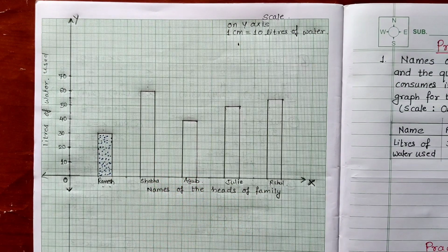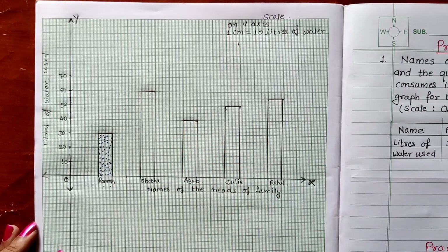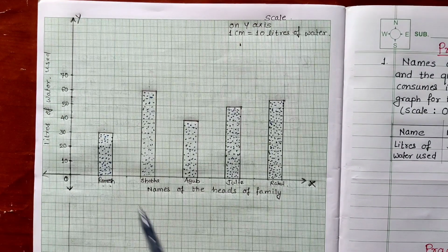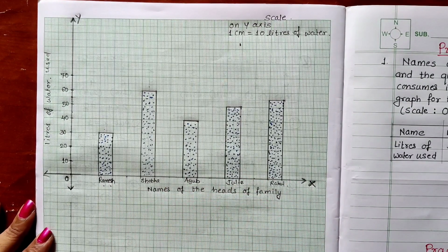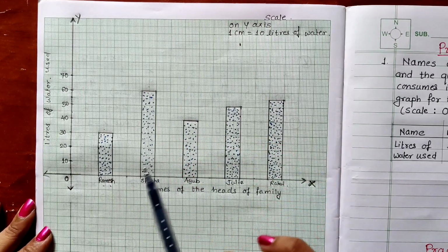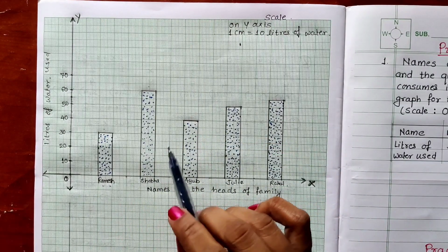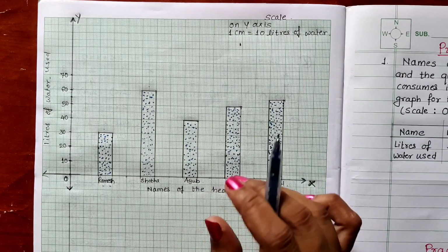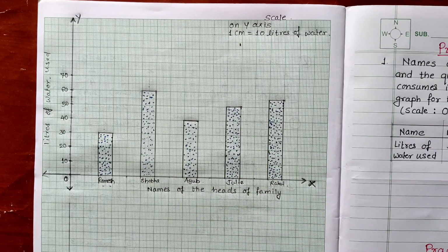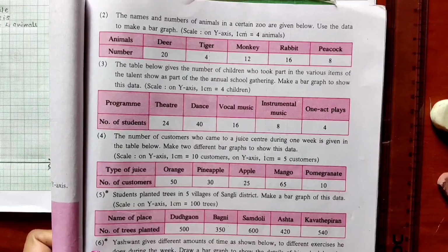Okay, so you can color all these bars. I will be coloring and I will show you. So I have filled all the bars with this pen. If you want you can use your crayon colors also. Okay, so in this way we have completed our first question. Now let us go on the second question.